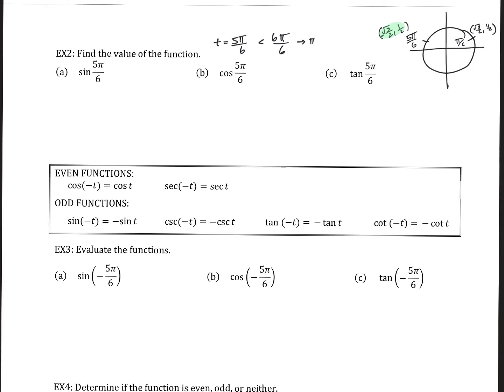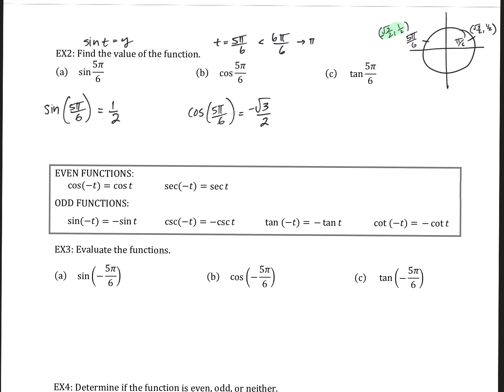All right, so sine. Well, we know that sine of a value is supposed to be the y, right? Sine of t is equal to y. Well, what's the y value for a coordinate? It's 1/2. There we go. Sine of 5 pi over 6 is 1/2. Now cosine. Cosine is the x value. So cosine of 5 pi over 6 is going to equal the x value, which is negative root 3 over 2.